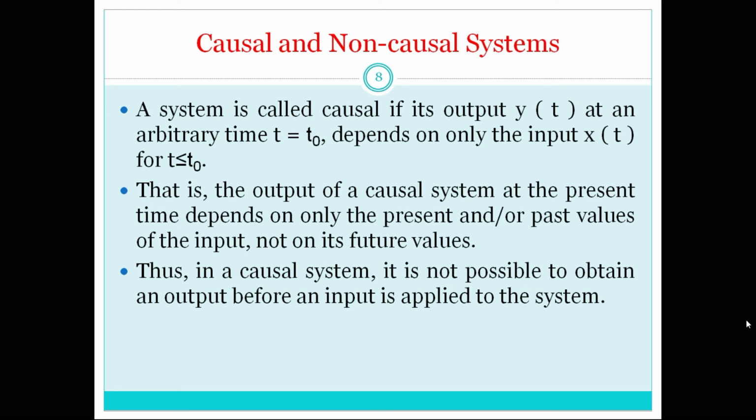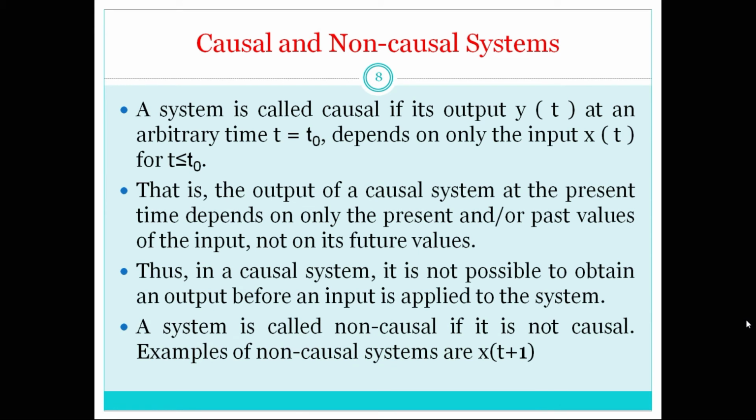Thus, in a causal system, it's not possible to obtain an output before an input is applied to the system. That means whenever you are applying any input to a causal system, only then, to get the output, you should have the input applied. So without input you should not expect the output, because it never gives us the future values. Okay, that's a very important point.